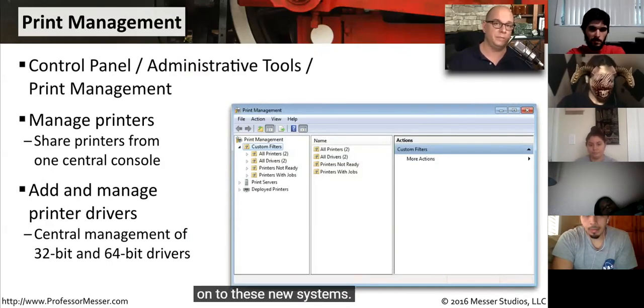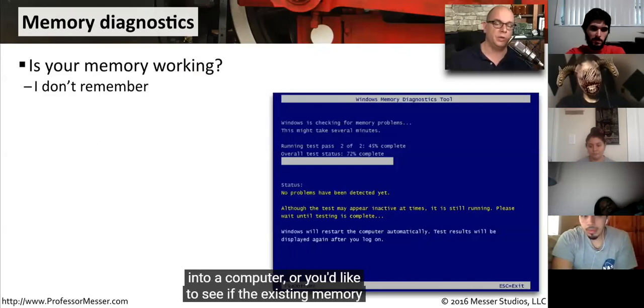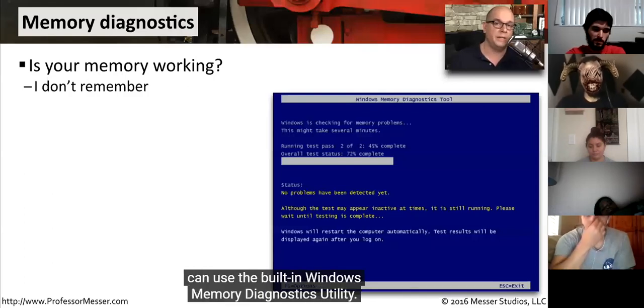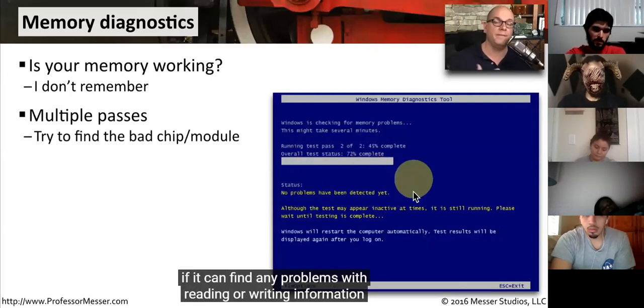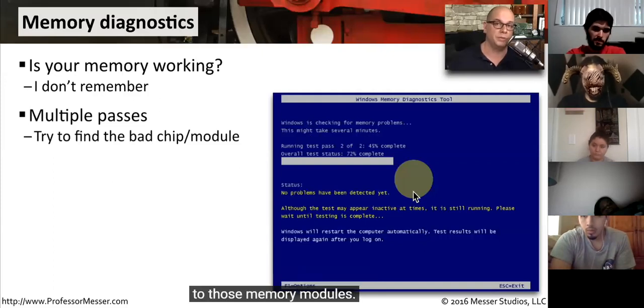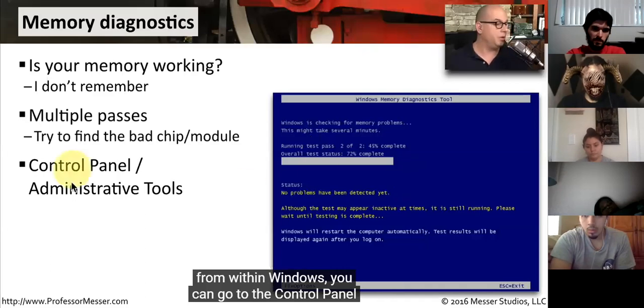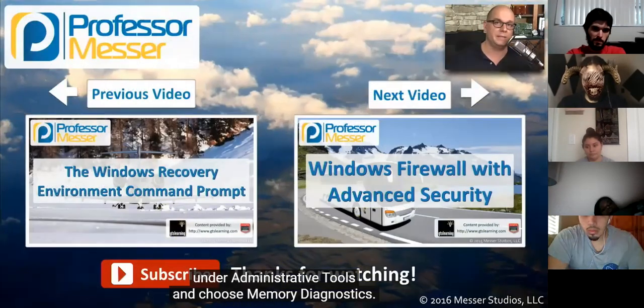If you'd like to test the memory that you've just installed into a computer, or you'd like to see if the existing memory modules are working properly, you can use the built-in Windows Memory Diagnostics utility. The Memory Diagnostic will run through all of the memory that you have in your computer to see if it can find any problems with reading or writing information to those memory modules. To start the Memory Diagnostics application from within Windows, you can go to the Control Panel under Administrative Tools and choose Memory Diagnostics.